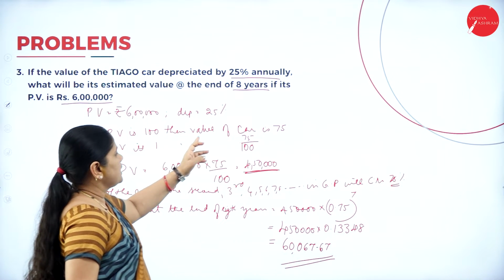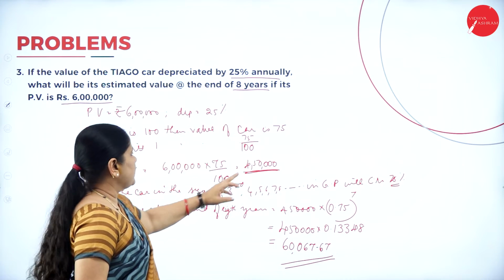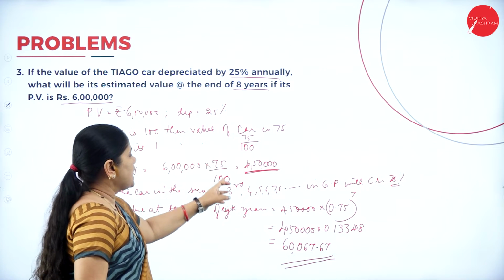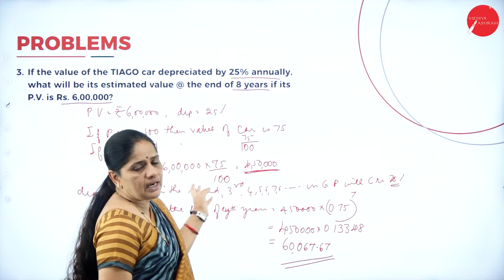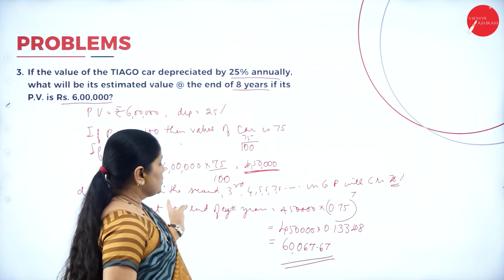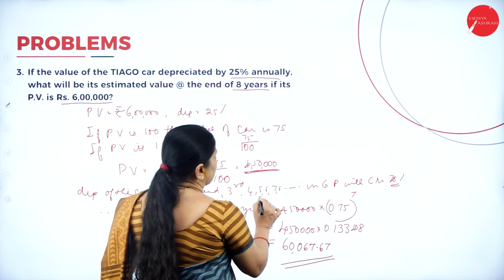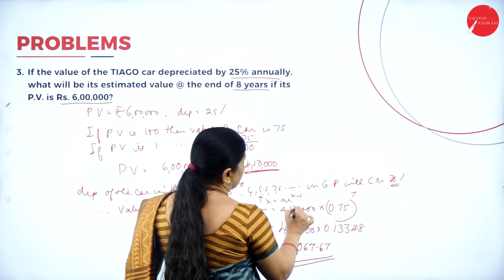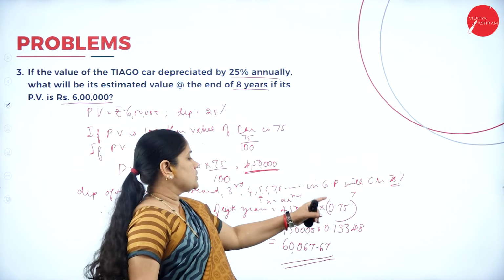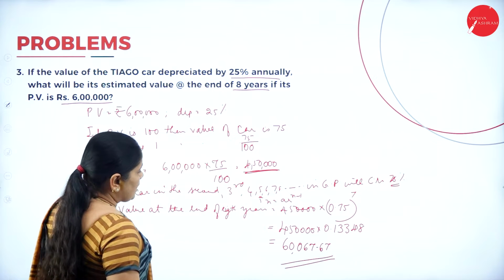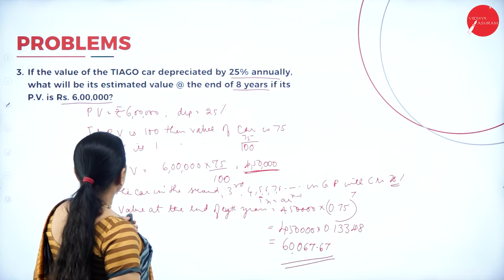If PV is 100, the value of the car is 75. If PV is 1, the value will be 75 by 100. So PV equals 6 lakhs into 75 by 100. I get 4,50,000. So the depreciation of the car will be reducing every year. So it will be in a GP. So I take the formula as Tn equals AR to the power of n minus 1. So in the 8th year, the value will be 4,50,000 into 0.75 to the power 7. So I get 60,067.67. So this is the answer.